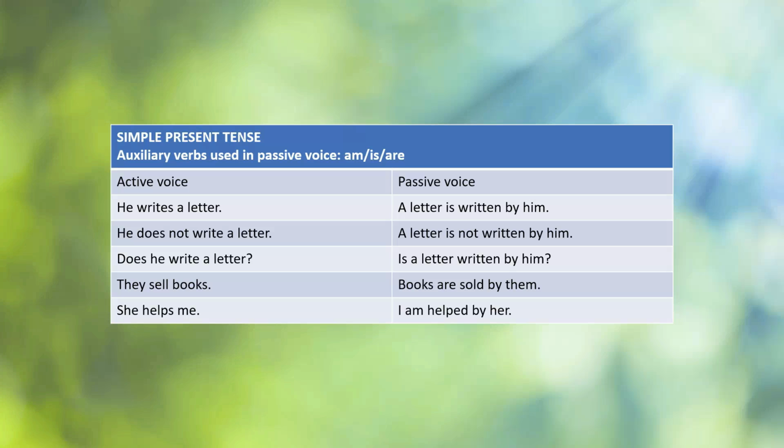Next, they sell books. Here we can see that books is the object. Then we will put books first, and books is not singular. This is plural. So we will put are as an auxiliary verb. So the sentence will be: books are sold by them. She helps me. The passive voice sentence is: I am helped by her. So this was simple present tense. We will use only auxiliary verbs am, is or are, put the V3 form, interchange the places of subject and object, and put the word by before the object.